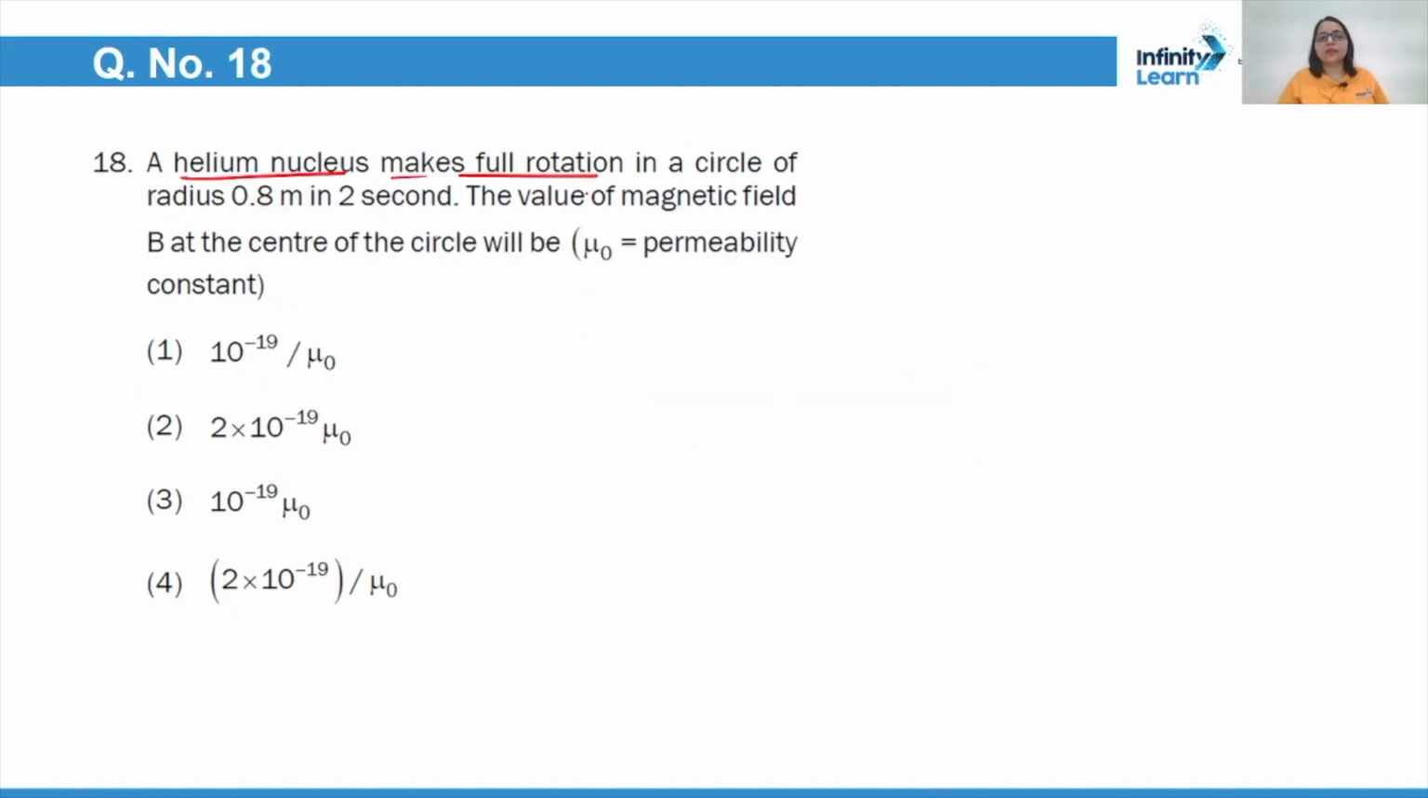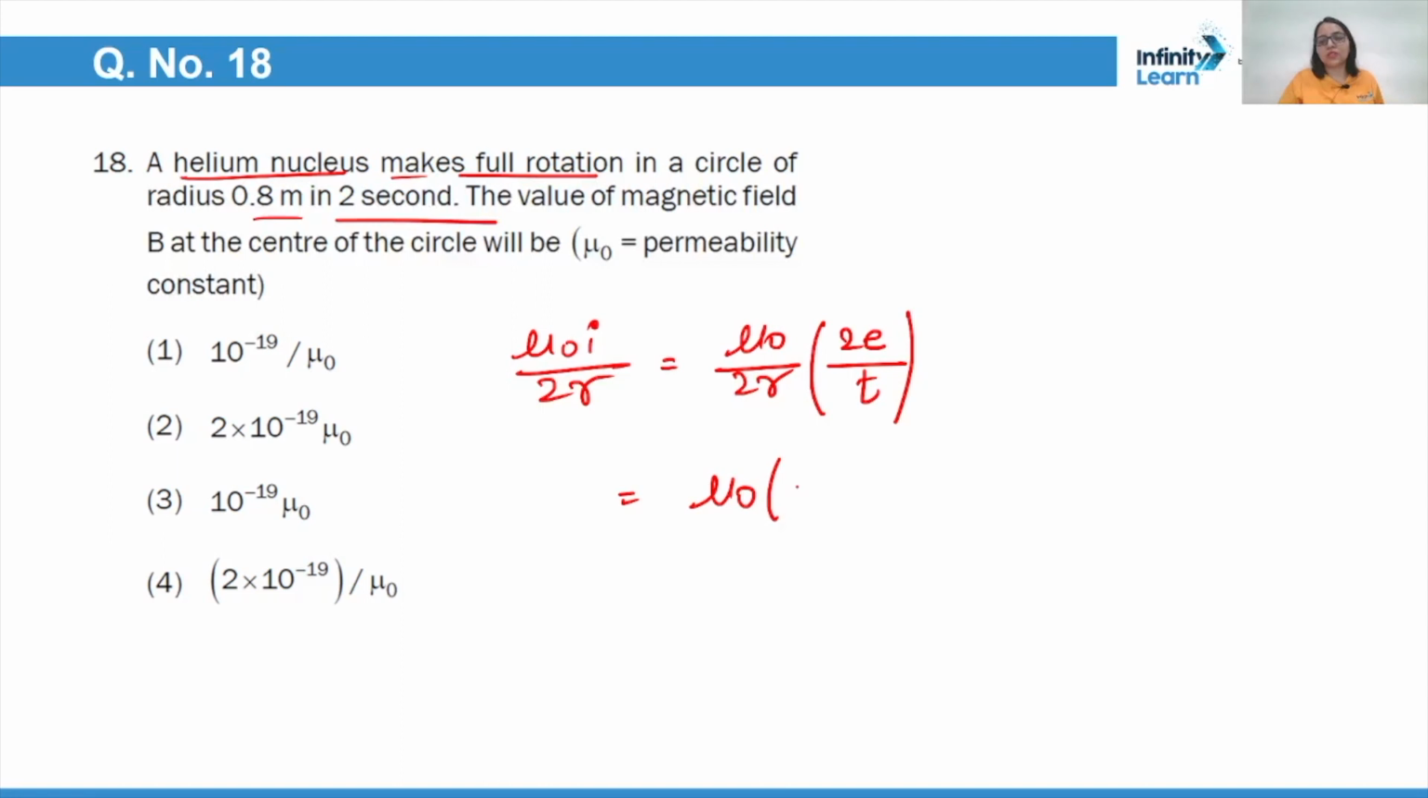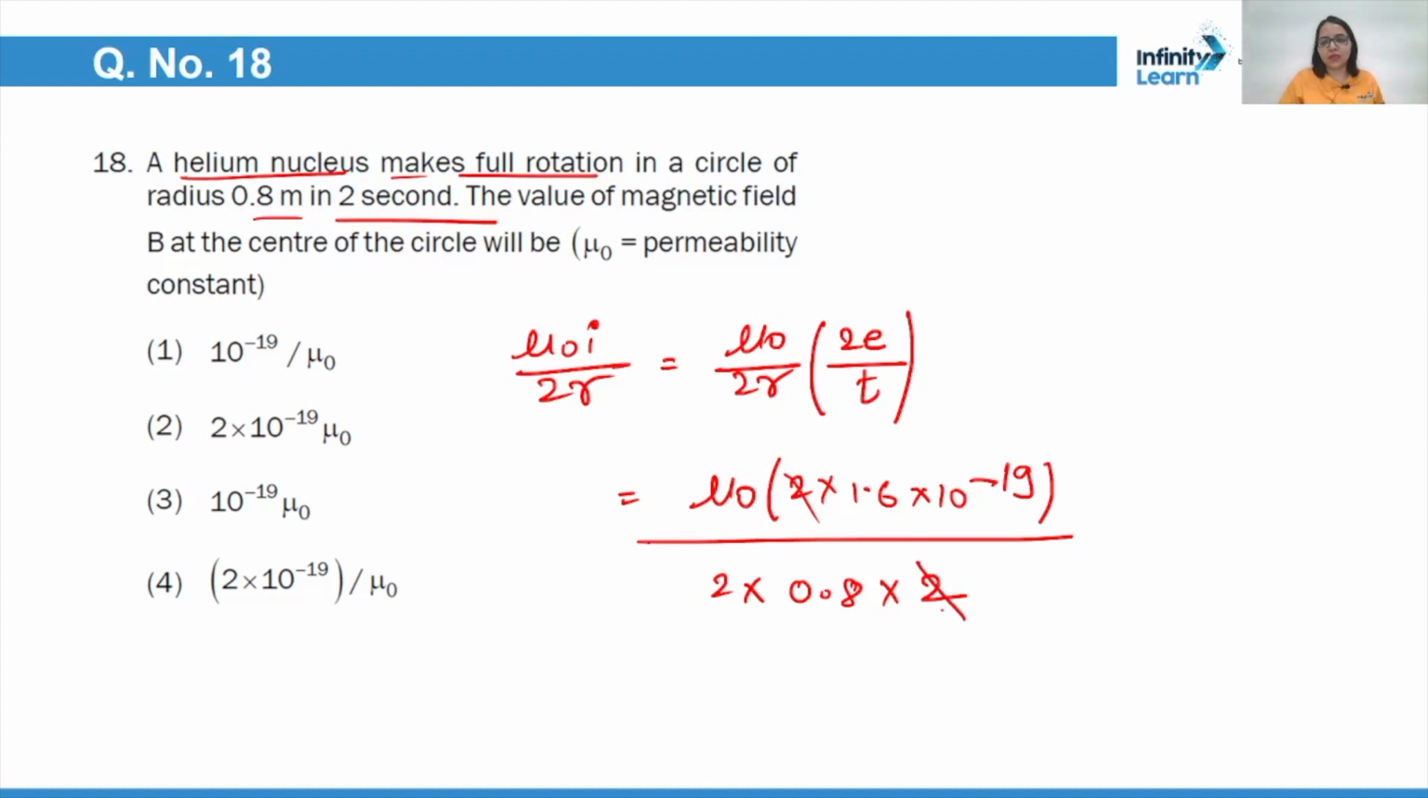Question number 18. A helium nucleus makes a full rotation in a circle of radius this in 2 seconds. The value of magnetic field at the center of the circle is mu naught I upon 2r, right? So mu naught upon 2r, I is, this is helium nucleus, so charge will be 2 times proton divided by time. So this is the current, so this is mu naught into 2 into 1.6 into 10 power minus 19 divided by 2 into r is 0.8 into time is 2, right? So this will be mu naught into 10 power minus 19.